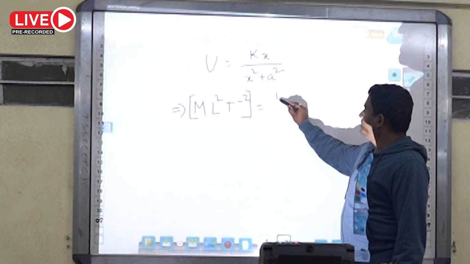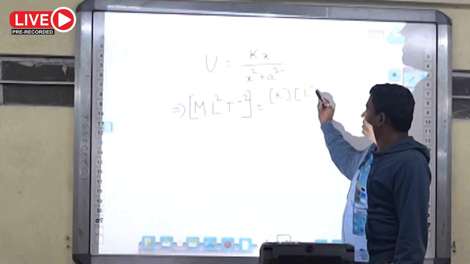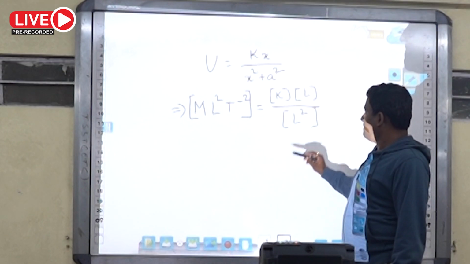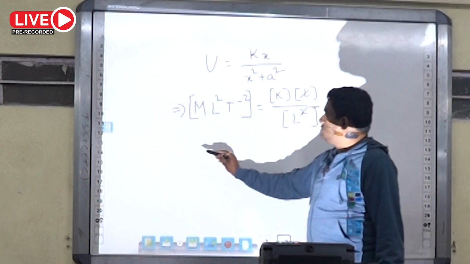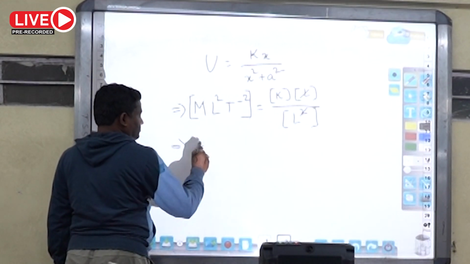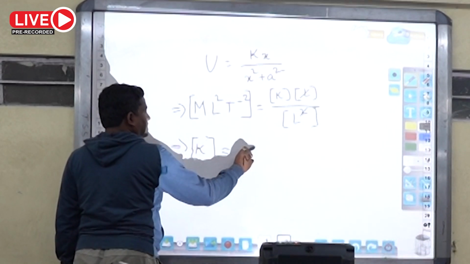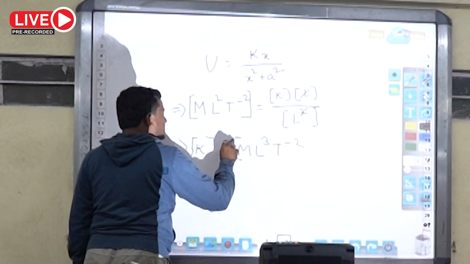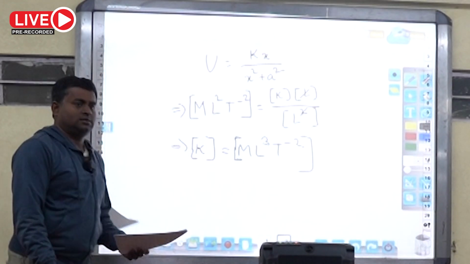Then the dimension of k: the dimension of x is length, and x square and a square both equal L square. So L will cancel, and k has the dimension M L cube T to the power minus 2. Then from that, find the proper unit.